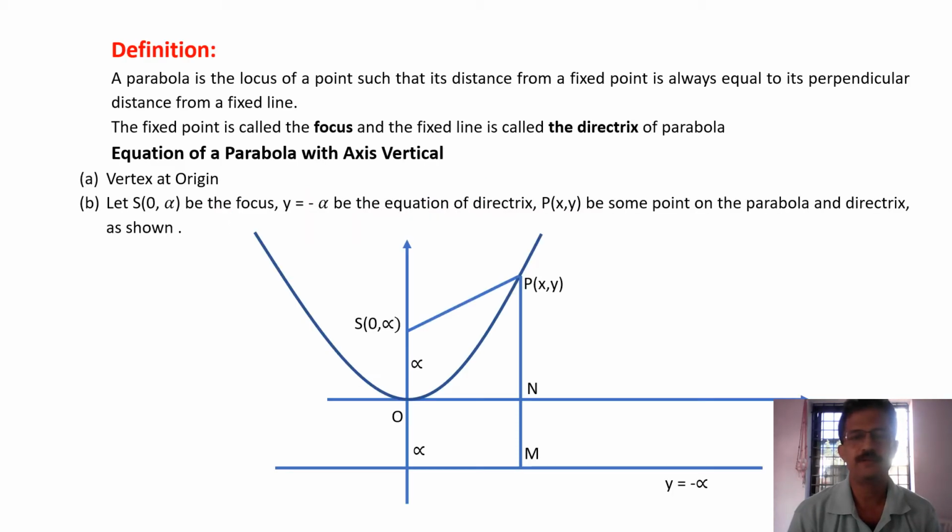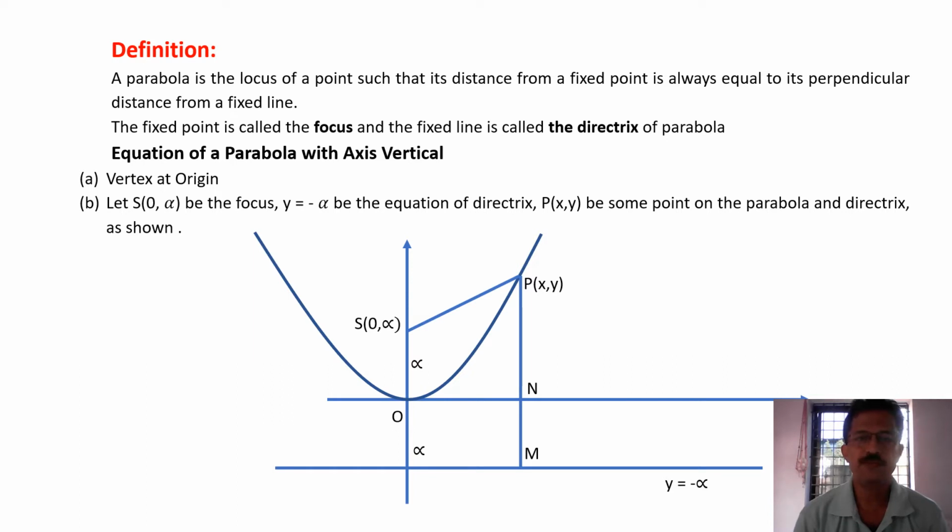Let us see first the definition of parabola. A parabola is the locus of the point such that its distance from a fixed point is always equal to its perpendicular distance from a fixed line. Here the fixed point is called the focus of the parabola and the fixed line is called the directrix of the parabola.